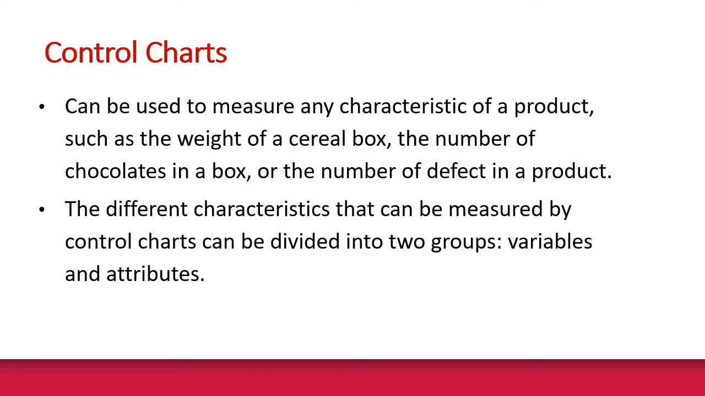So one method that we use to analyze this variation is control charts. These can be used to measure any characteristic of a product, such as the weight of a cereal box, the number of chocolates in a box, or the number of defects in a product. These different characteristics can be divided into two broad categories. One is what's known as variables, and we'll look at variable control charts in this module. The second type is known as attribute control charts, and we'll look at that in the next module.